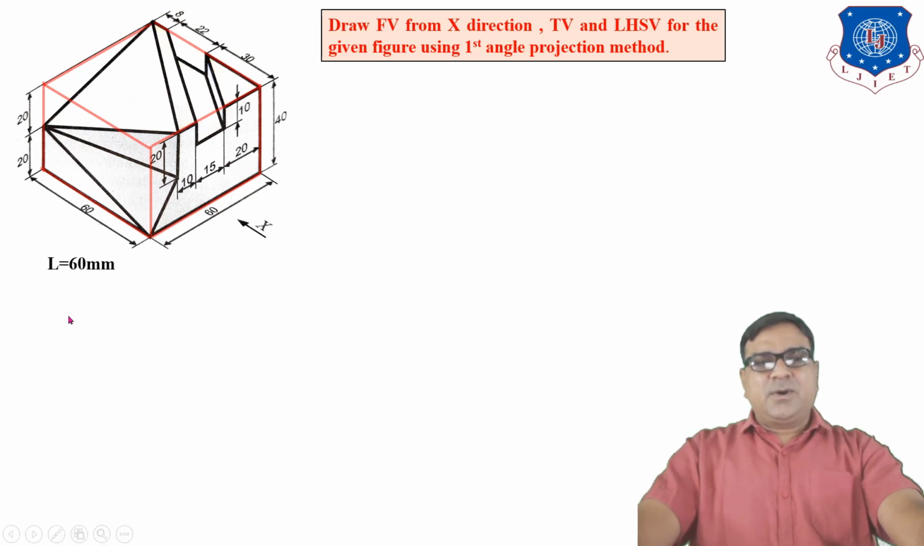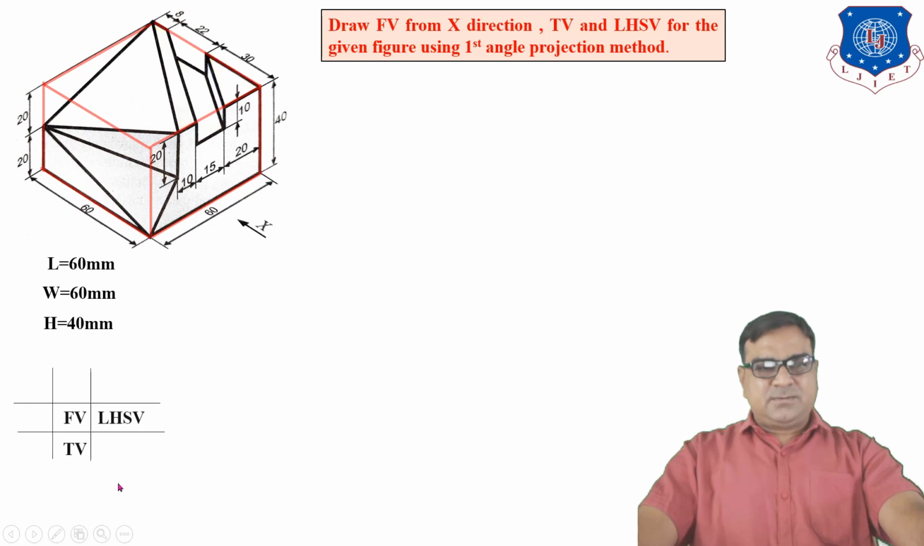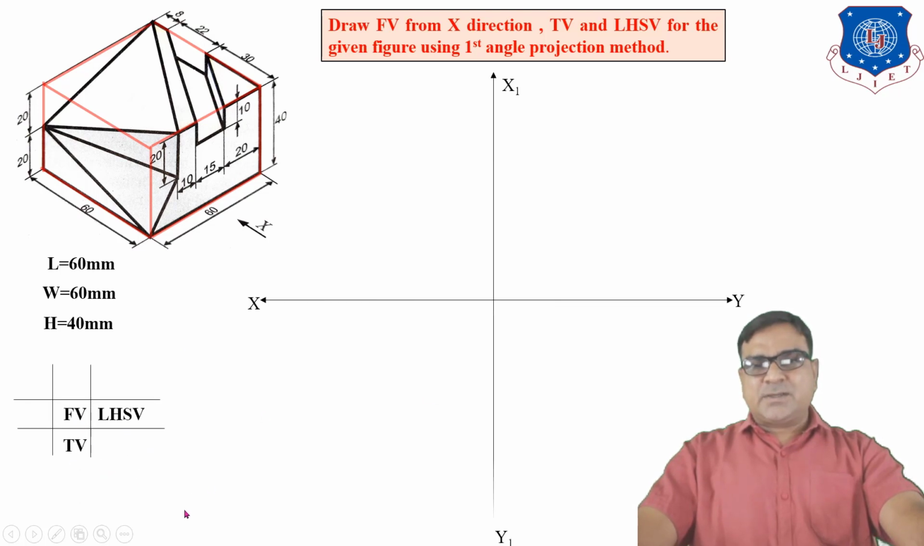So find out the overall length 60, width 60 and height 40 mm. Because we are using first angle, we have to draw the front view, top view and left hand side view. This is the position of the front view, top view and left hand side view. First of all, you have to draw one XY line and X1, Y1. Draw three rectangles for the front view, top view and left hand side. So front view, length and height. Top view, length by width. And left hand side view, width by height.